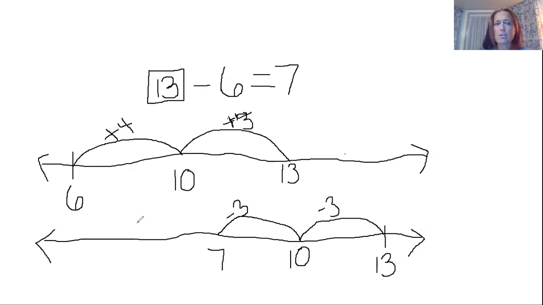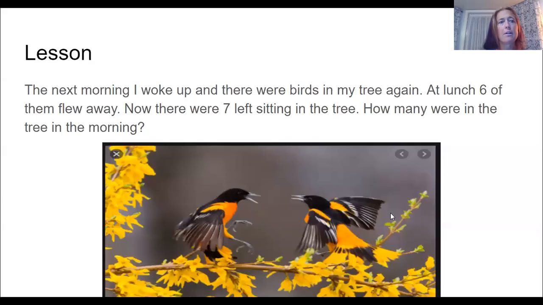So that's just a way that you can check yourself to make sure that the answer you got was the correct one. All right, so let me clear my drawings and bring up my slides. All right, so in the morning, I woke up and there were 13 birds in my tree. 6 flew away, which left 7. And that's our answer.